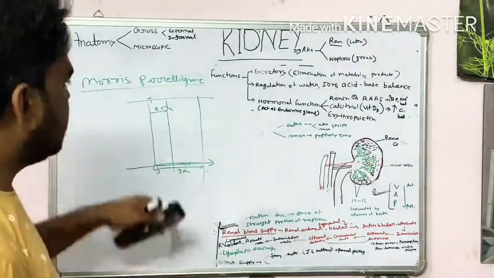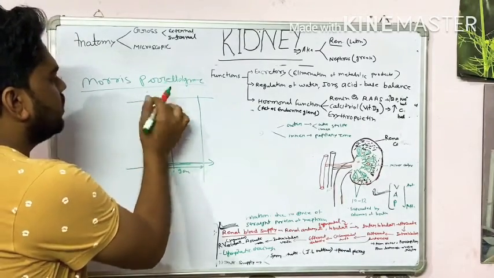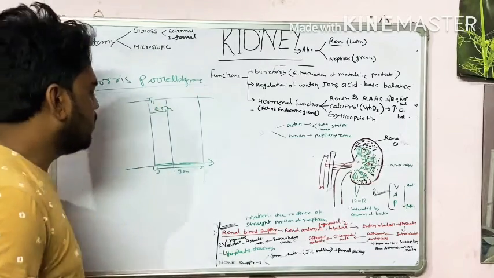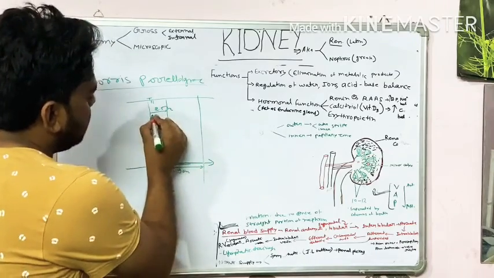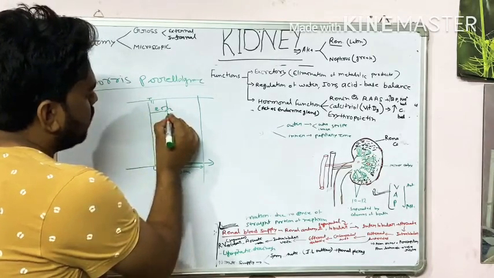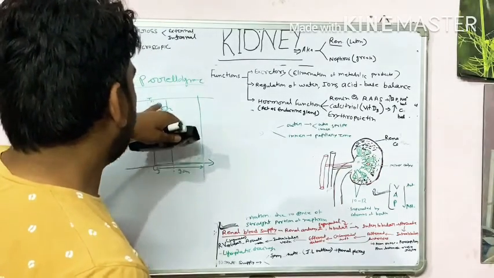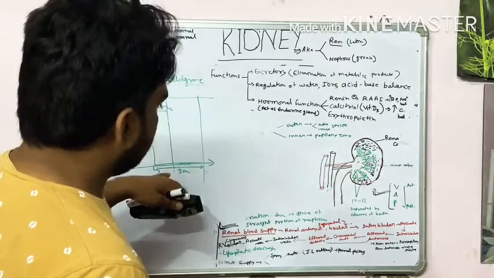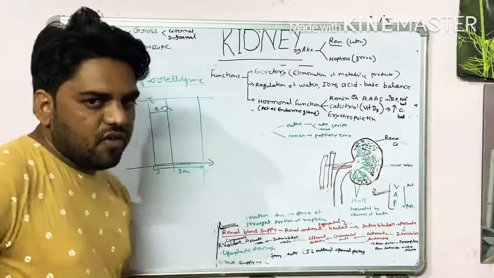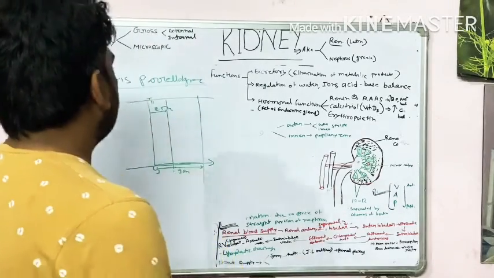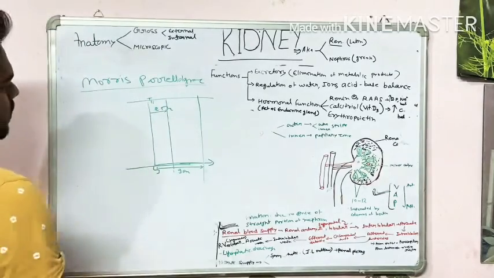The area in between these is known as Morris parallelogram. From the T11 spine to the L3 spine, then from this 2.5 on both sides, right and left. First we draw 2.5 centimeter, then 9 centimeter. In between we can feel a kidney during examination.